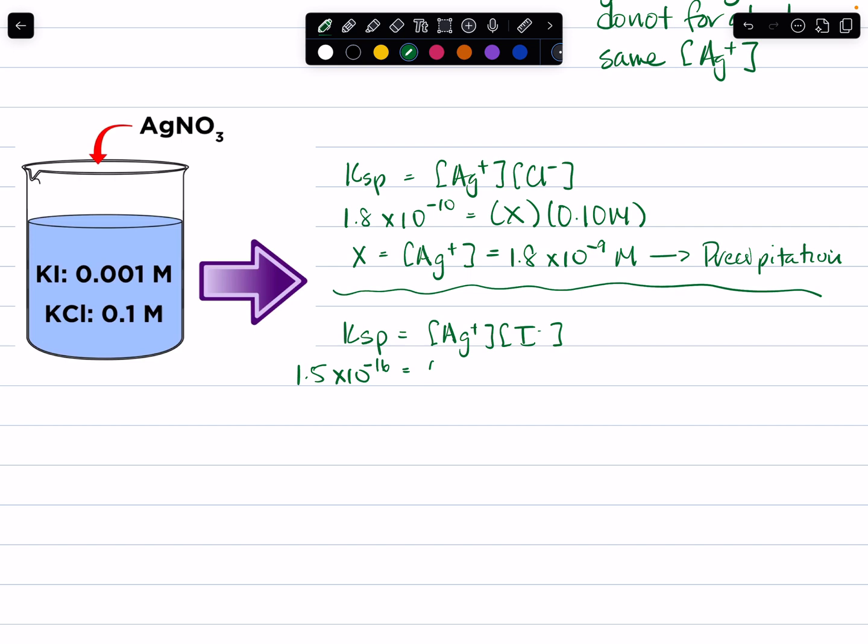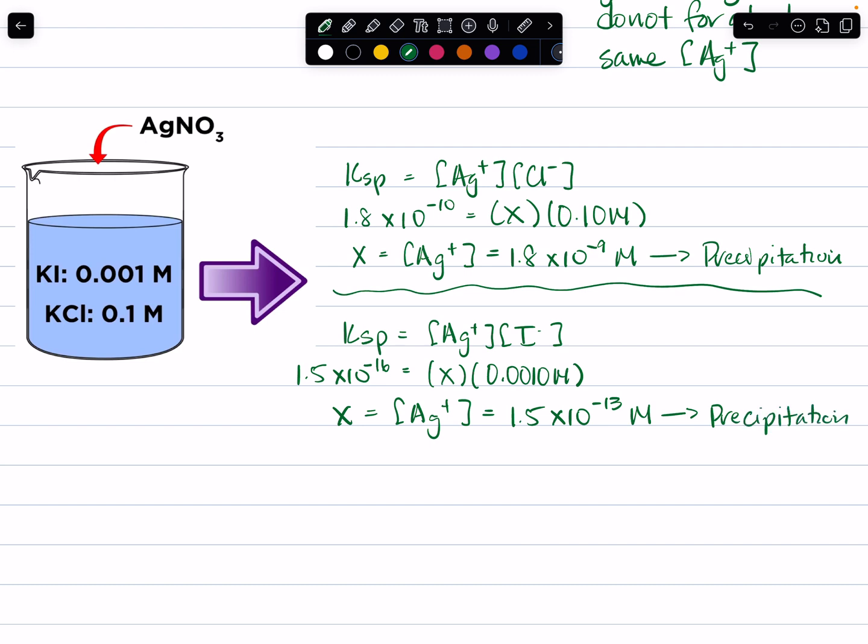We'll have an X for the silver amount. According to the beaker, we have 0.001 molar KI, which means we have 0.001 molar I minus. So we'll put that in for the I minus amount. Then again, we're going to solve for X, which is equal to the silver concentration under these conditions, and we find that this is 1.5 times 10 to the negative 13th molar. That is the amount of silver that needs to be free in solution, and once we go over that amount, we are going to see precipitation. So this is our precipitation level.